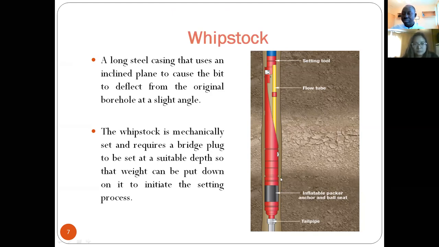There are different types of whipstocks depending on the setting system. There are whipstocks that require, for instance, bottom hole support in order to set down; there are those that can be used in open holes and those that can only be used in cased hole. The whipstock is mechanically set and requires a bridge plug to be set at a suitable depth so that weight can be put down on it to initiate the setting process. The whipstock can be set in a well with the cutting equipment. There are retrievable whipstocks and permanent non-retrievable whipstocks.